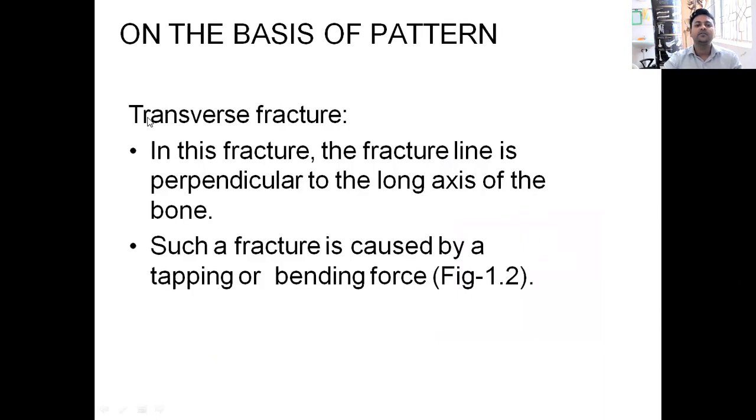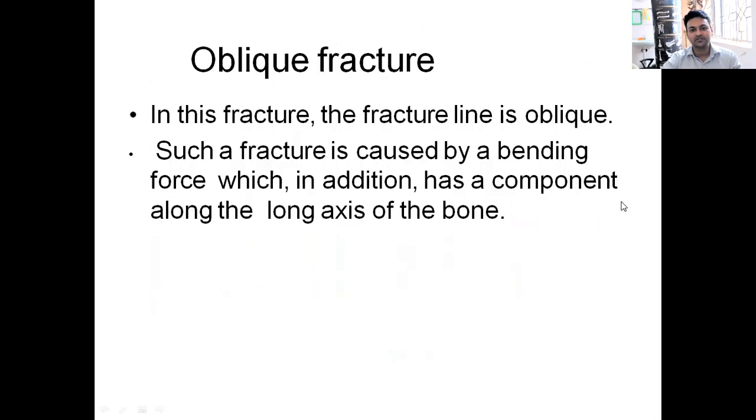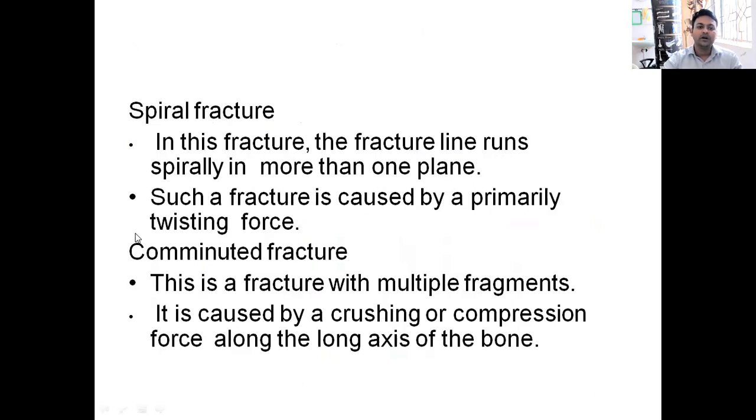On the basis of the pattern: the transverse fracture. In this fracture, the fracture line is perpendicular to the long axis of the bone. Such a fracture is caused by a tapping or a bending force. Here you can see the transverse, oblique, spiral, comminuted, and segmental fractures. Oblique fracture: the fracture line is oblique. Such a fracture is caused by a bending force, which has a component along the long axis of the bone. A spiral fracture: in this fracture, the fracture line runs spirally in more than one plane. Such a fracture is caused by primarily a twisting force.